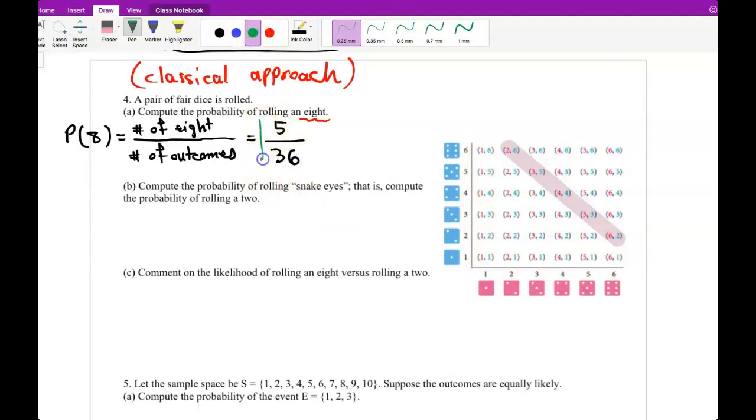This is the answer for part A. Now part B: compute the probability of rolling snake eyes. That is, compute the probability of rolling 2. So this actually means finding the probability of rolling 2, exactly the same as that part. Instead of 8, now we have 2. So the number of 2s divided by the number of outcomes.